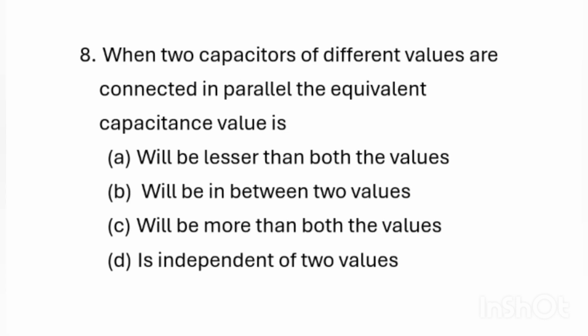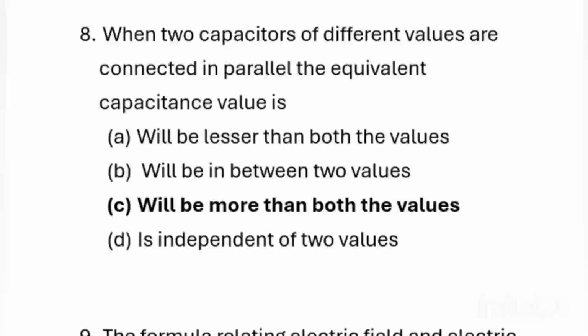Question number 8. When two capacitors of different values are connected in parallel, the equivalent capacitance value is option A, will be lesser than both the values, option B, will be in between two values, option C, will be more than both the values, option D, is independent of two values. Here the correct answer is option C, will be more than both the values.